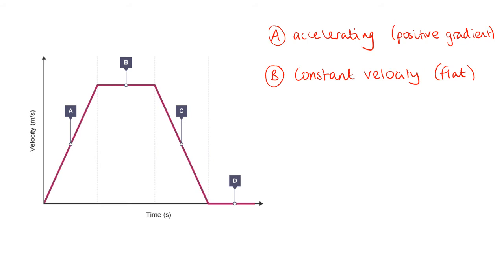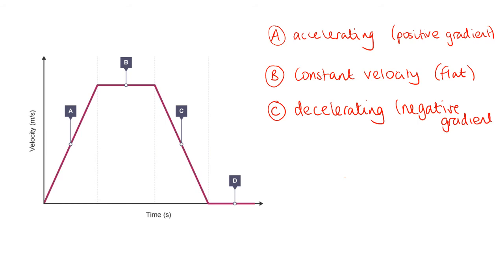At C, you can see that we've got the graph going down. We've got a negative gradient here. The slope is going downwards. Now, what we can see is that the velocity is decreasing as time goes on. So that is an object that is slowing down or decelerating. And that is a negative gradient or slope. Now remember, we can also say that deceleration is negative acceleration as well.